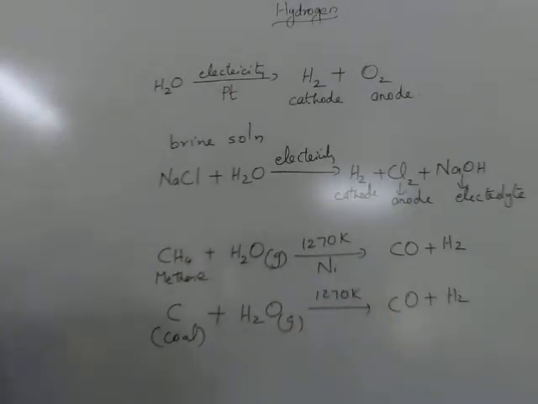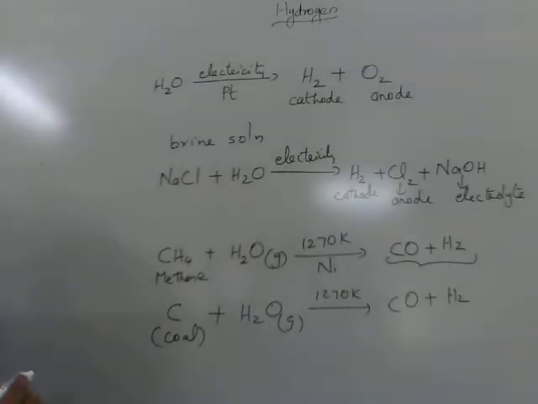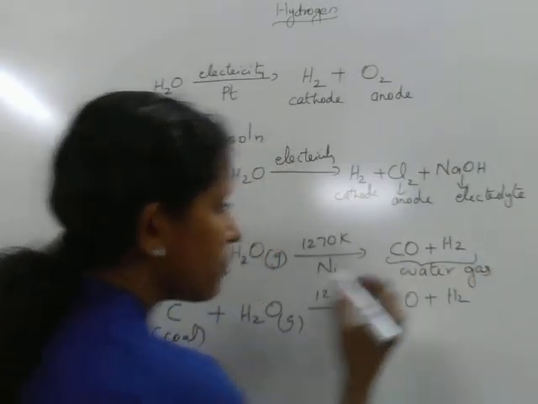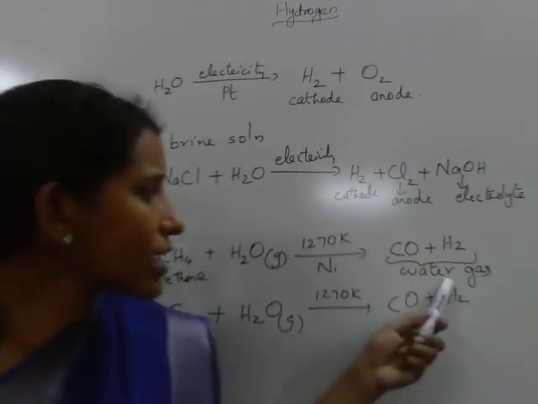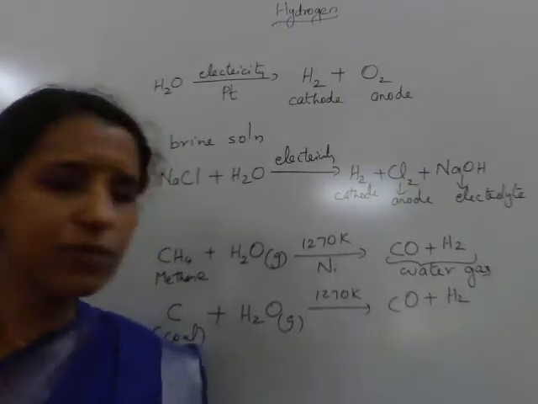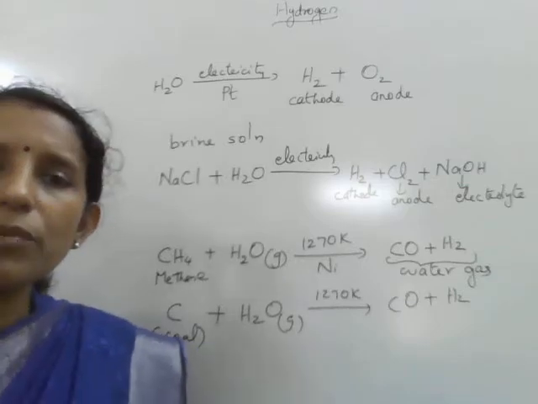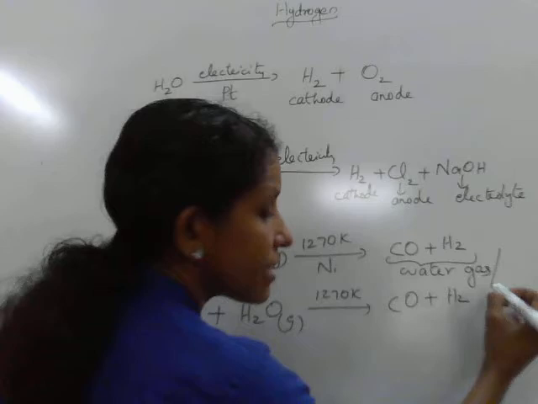1270 Kelvin. See, this mixture of carbon monoxide and hydrogen gases is called water gas. This water gas mixture is used for the synthesis of methanol and a large number of other organic compounds. Hence, this is also known as synthesis gas.